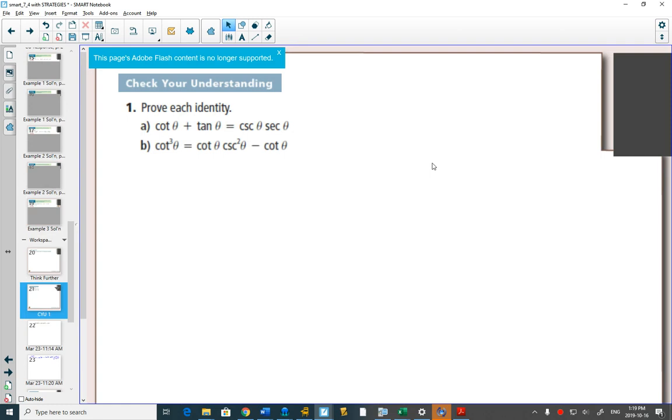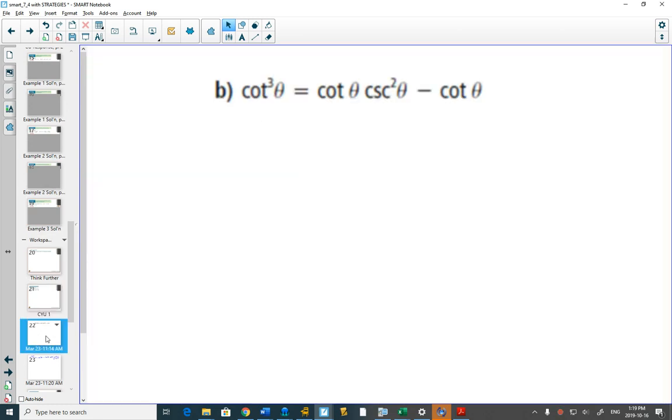Now we've done example 1 already. What I want to do is revisit part B and look how factoring might help you with part B. So in part B, the way that we proved this last time is we looked on both sides of the equation and were aware of the other side, and said one side is in cotangent, the other side has cotangent and cosecant squared.